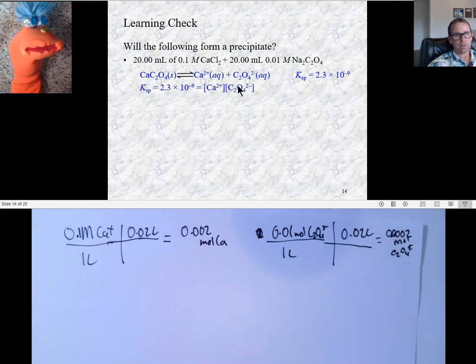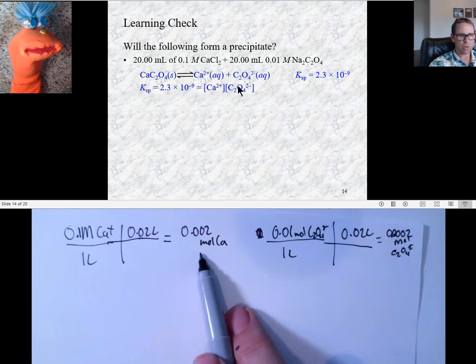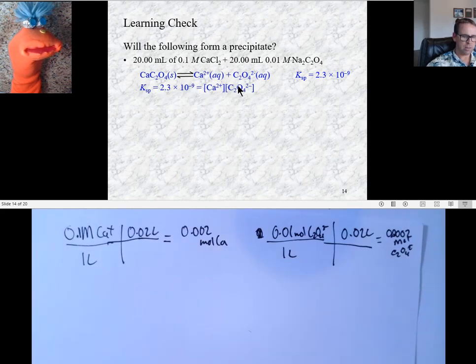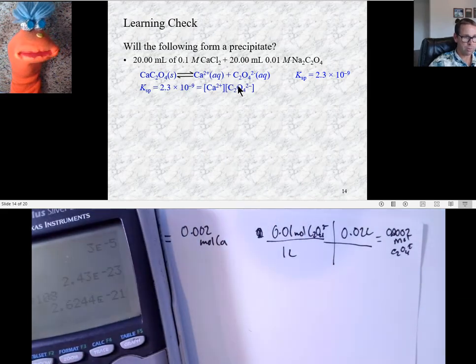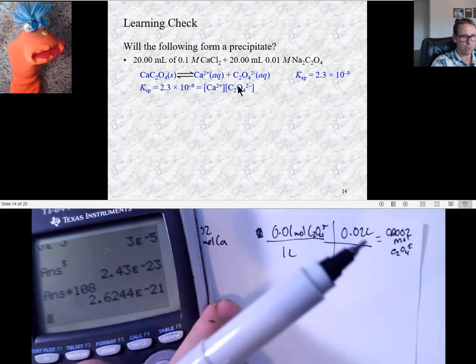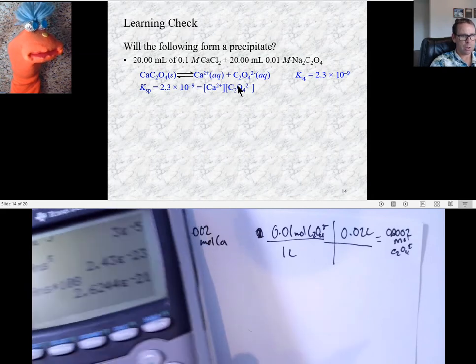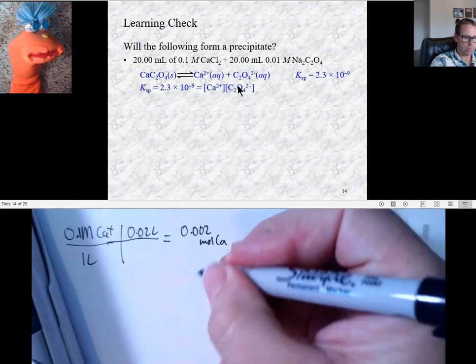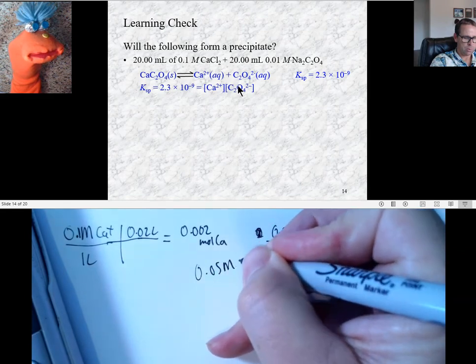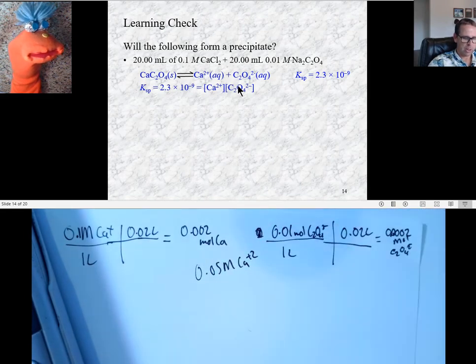All right. So I can take my 0.002 moles of calcium and divide it by the total volume, which is 40 mL. Is that right? I guess. What do you need the 40 mL for? Well, to convert it to molarity. So I go 0.002 divided by 0.04, and that's 0.05 molar calcium ion.